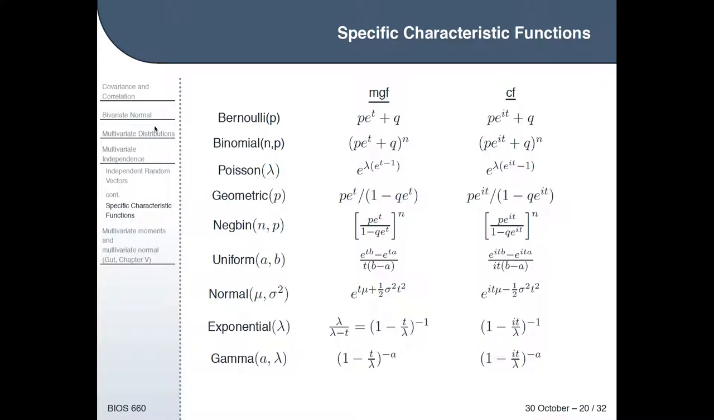Anyway, any questions about multivariate independence before we go to multivariate moments in the last little section? Okay.